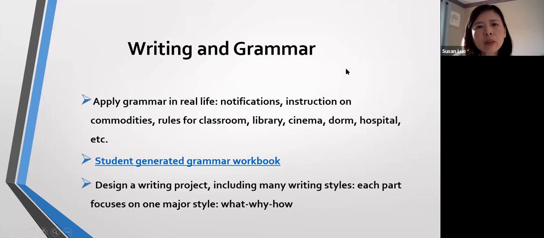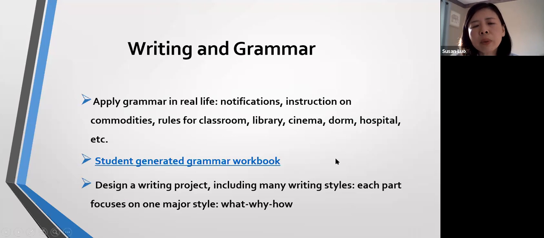So the last skill I want to talk about is writing and grammar. I put them together. Grammar is everywhere, but for writing especially, it's very important. So the first project I want to mention is to encourage your students to apply grammar in real life. So ask them to write about notifications, instructions on commodities, rules for classroom, library, cinema, dorm, hospital.